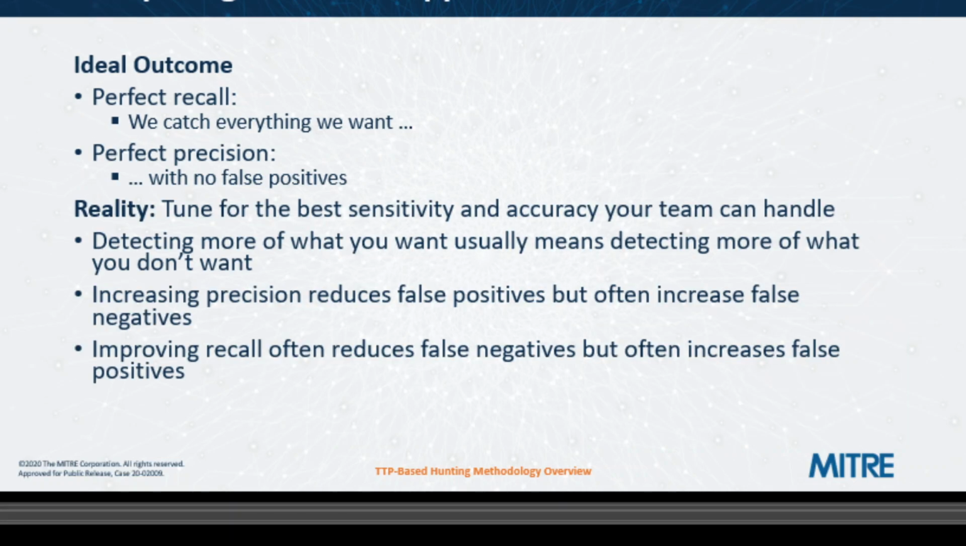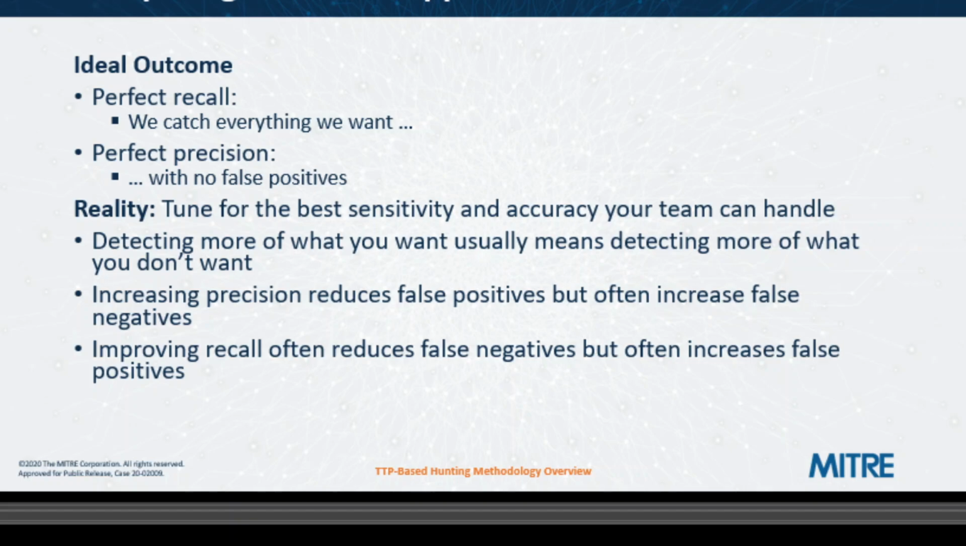Obviously, ideally, we'd like to have perfect recall and perfect precision, which would mean that every time an alert fires, it is definitely something malicious and interesting and something that we want to investigate. There will be no false positives, but we also won't miss anything that we should be finding. However, in reality, there's often a tension between these two things, because in order to get better recall, we need to sort of open up the aperture on our analytic and include more things so that we include more of the malicious things that we're really looking for.